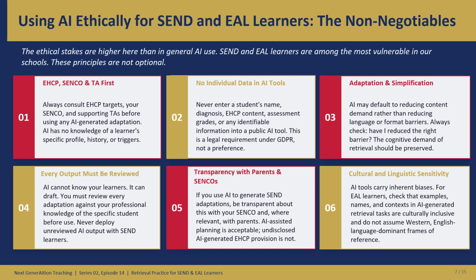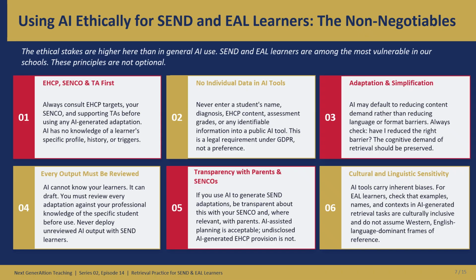Principle 4 is every output must be reviewed. AI cannot know your learners. It drafts and you review. You do not deploy unreviewed AI output with SEND learners ever. The review must be against your specific knowledge of that student, not a general sense that it looks reasonable.